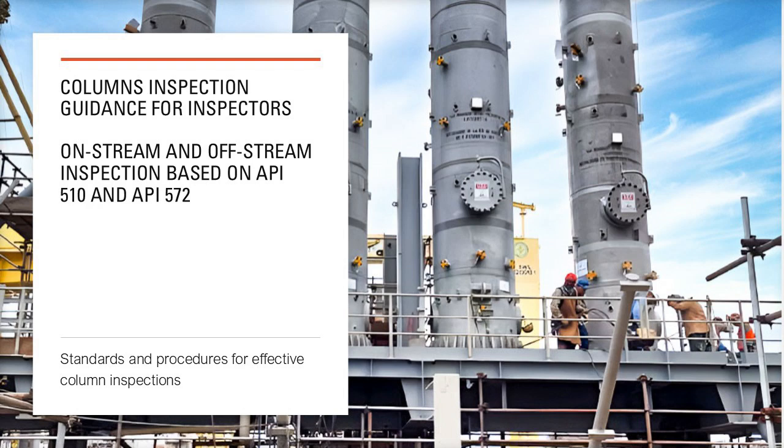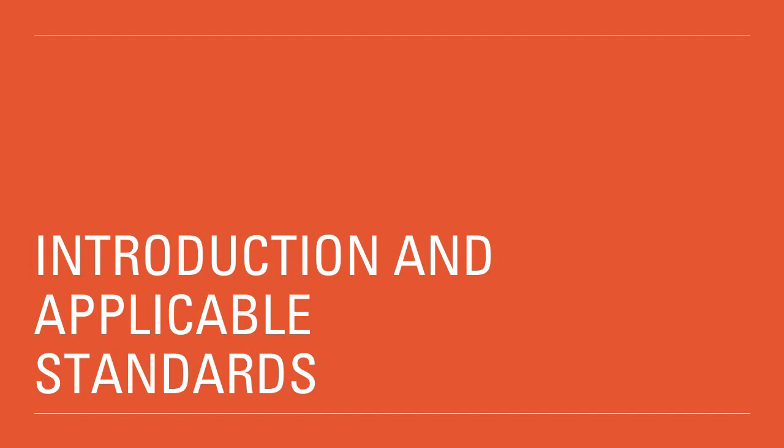Columns inspection guidance for inspectors, on-stream and off-stream inspection based on API 510 and API 572, standards and procedures for effective column inspections. Please note that this presentation reflects the presenter's perspective only. Purpose of column inspection and role of API 510 and API 572.